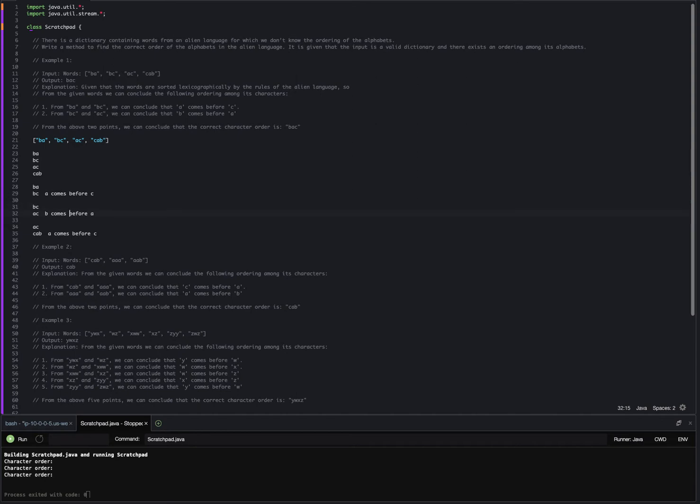Right, so that's all the words we had. In case it's still kind of confusing what this comes before logic means, the question is essentially asking us to reverse engineer the order of alphabets. So typically, if we have two words, like let's say apple and ape, right? And we were asked to sort these two words lexicographically in increasing order.